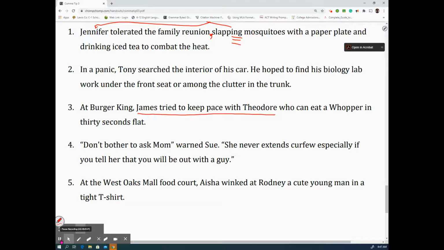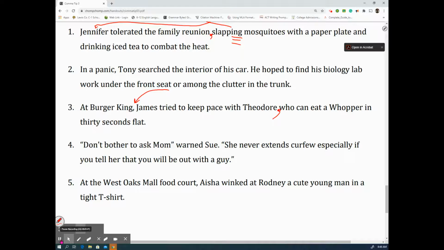I've got who can eat a Whopper in 30 seconds flat, right? This is a non-essential clause, so you're quite right, crap we don't need. That describes Theodore. So do I need a comma or not? Yes. Yes, I do. Boom. There we are.